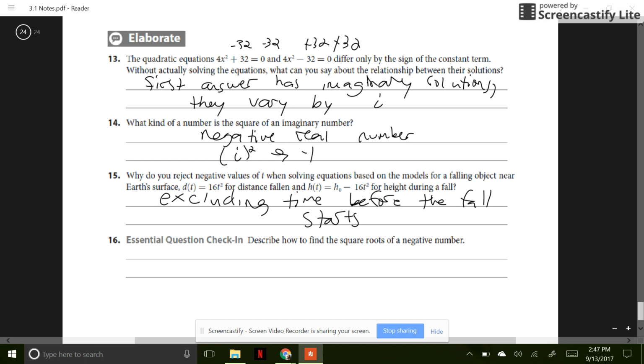So then if we want to describe how to find the square roots of a negative number, find the positive solutions, and multiply by i.